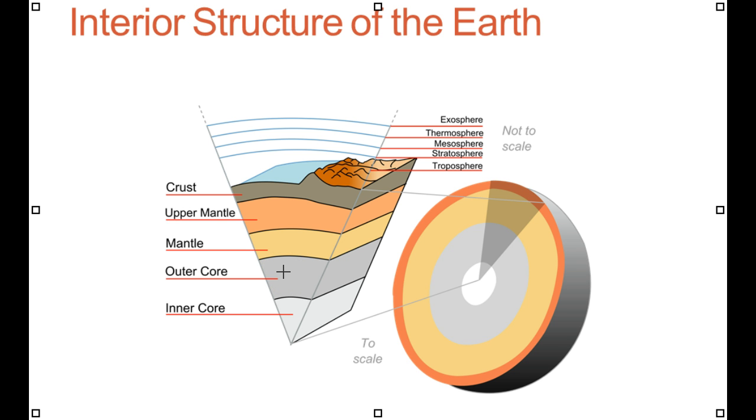Then there's the liquid outer core, which is about 2,300 kilometers thick. And like the inner core, it is composed of a nickel-iron alloy, but with less iron than the solid core. Now, seismic and other geophysical evidence indicates that the outer core is so hot that the metals are in a liquid state. Write that down.